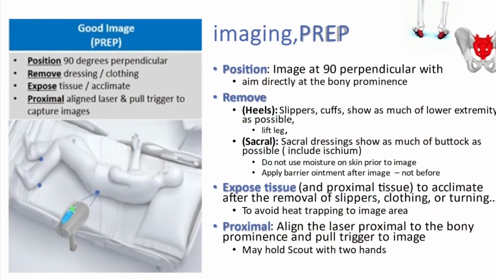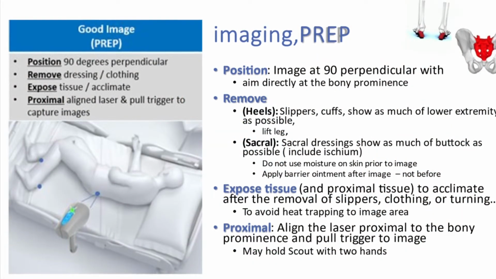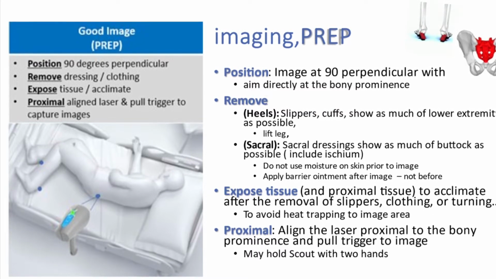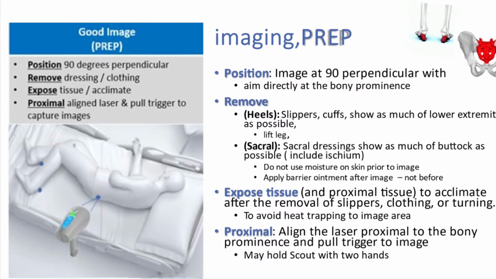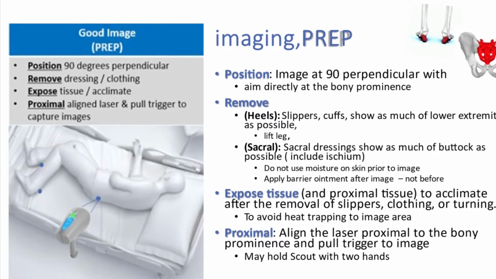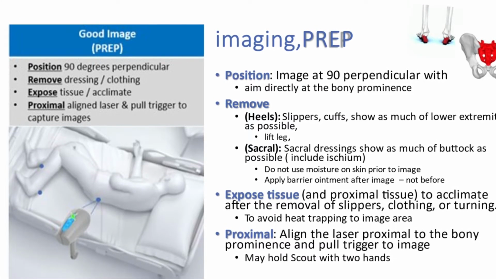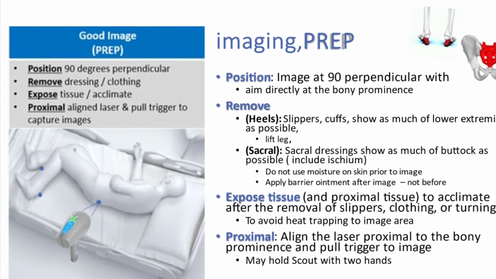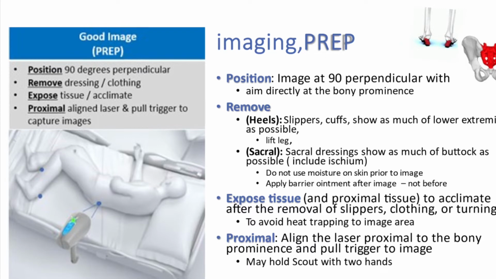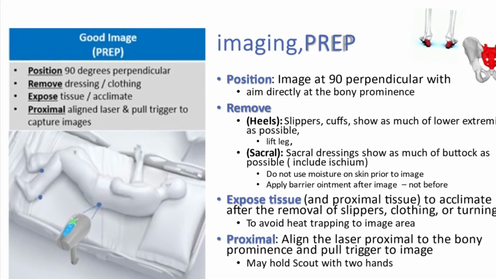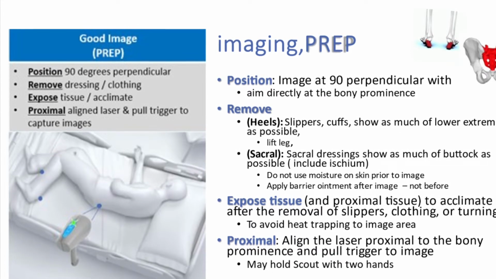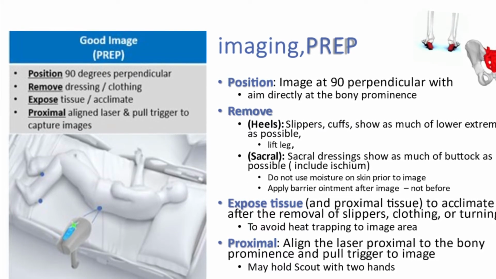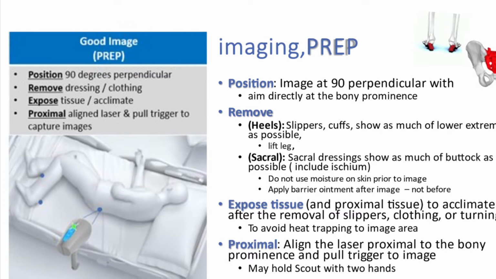An easy way to remember how to take a good image with the Wound Scout is by the acronym PREP, P-R-E-P. You want to position the Wound Scout handheld device at a 90-degree perpendicular angle, aiming directly at the bony prominence. You then want to remove any dressings or clothing and expose the tissue so it can be acclimated to room temperature. You then want to have the laser aligned and pull the trigger to capture the image. And don't be afraid to hold the Wound Scout with 2 hands.